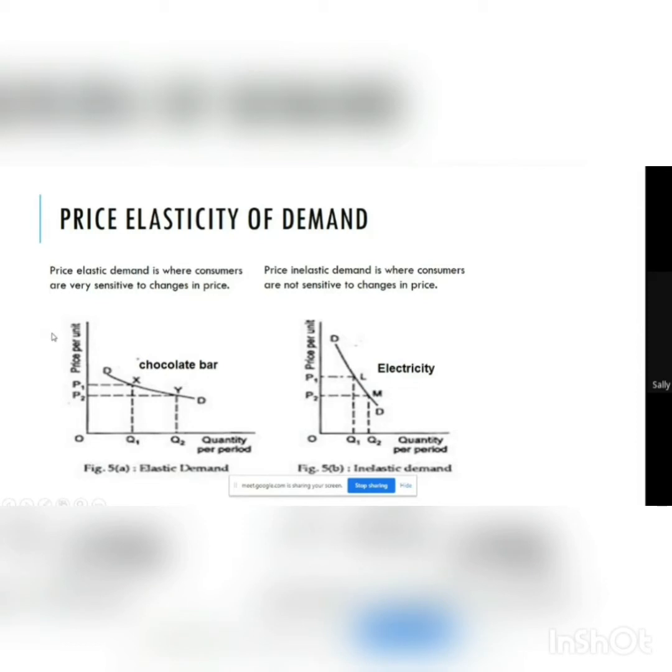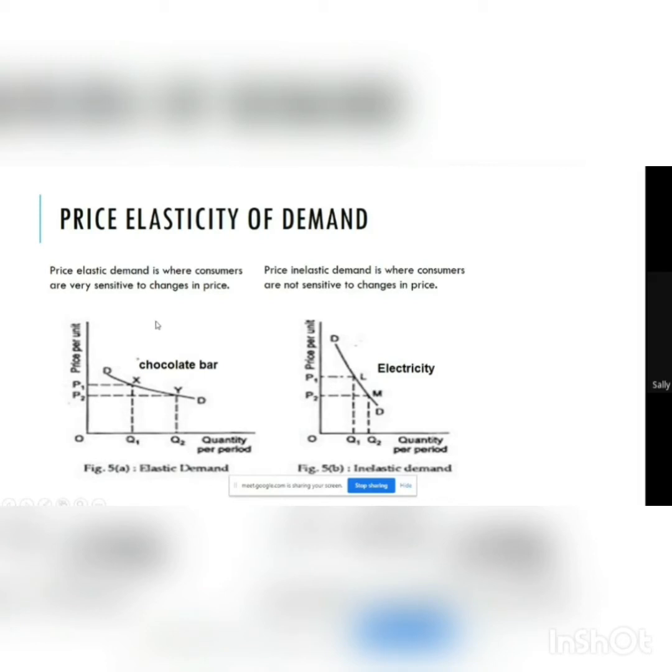One is called price elastic demand. Another one is called price inelastic demand. So let's look at the definition first. Price elastic demand is where consumers are very sensitive to changes in price, while price inelastic demand, the only difference, is where consumers are not sensitive to changes in price.